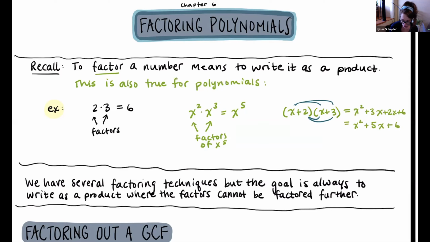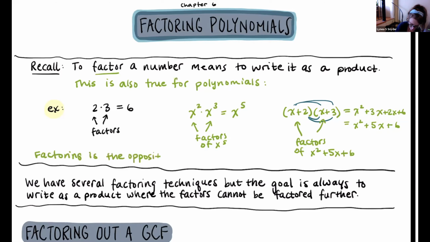Right, so the polynomial over here could be reversely factored and written as x plus 2 times x plus 3. And so we're going to spend today talking about how to do that. So again, this x plus 2 and this x plus 3 here, we would say are factors of x squared plus 5x plus 6. Okay, so main idea here is that factoring is essentially the opposite process of multiplying or expanding out.